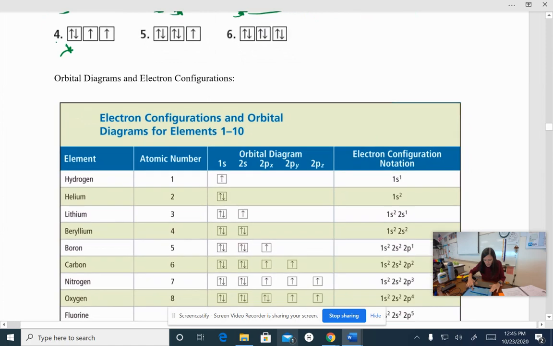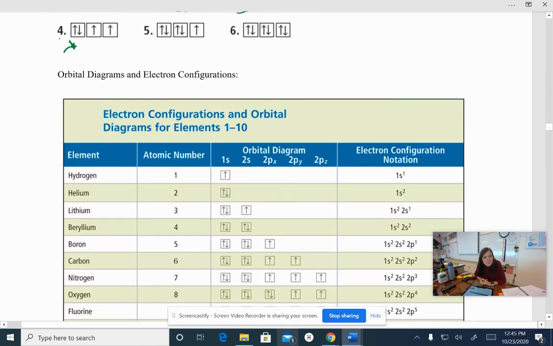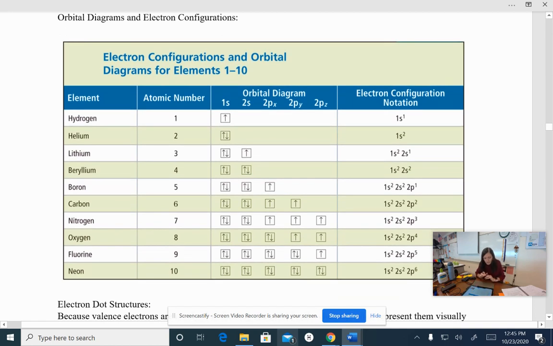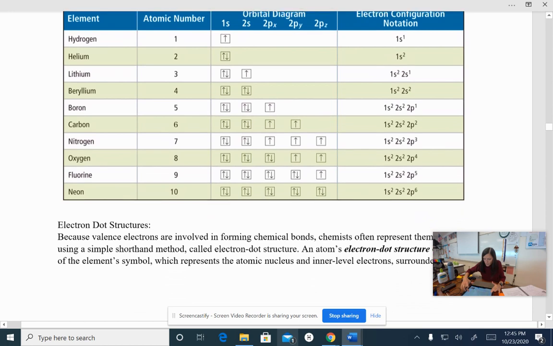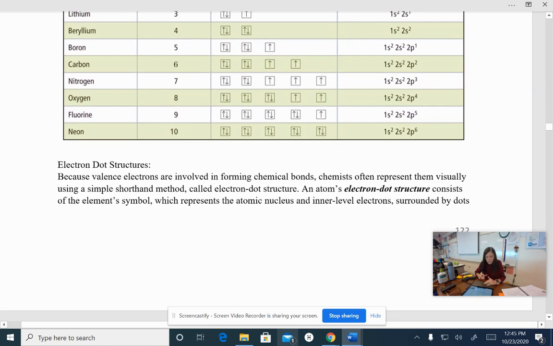So let's look at orbital diagrams and electron configurations. Okay, so here are the first orbital diagrams and electron configurations for the first 10 elements. Now we're going to do these one by one so that we can piece them together. I just wanted to have you have the examples of them. We're also, while we do this, we're going to put what's called electron dot structures.